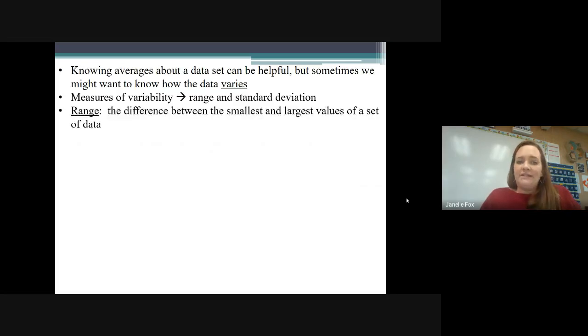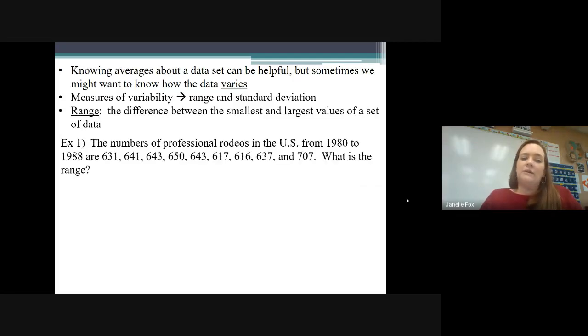Range is probably the easiest thing, and in my classes we've already been saying what the range is, so intuitively you already know. Range is the difference between the smallest and the largest values of a set of data. Literally you're just subtracting the smallest from the largest, and it's that simple. So we're going to jump right into example number 1.